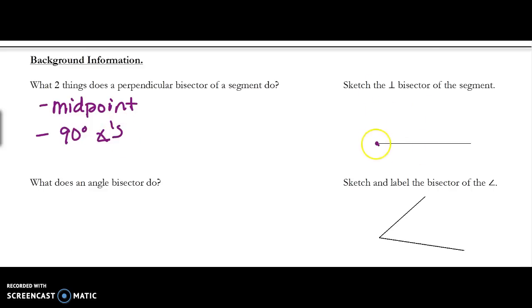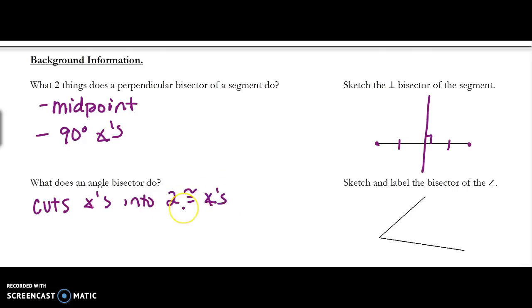So here's our segment. Let's say that's a side of a triangle. We draw our perpendicular bisector so it forms that 90-degree angle and acts as a midpoint. An angle bisector cuts angles into two congruent angles. Okay, so we have seen these before. So here's our angle. Our angle bisector always starts at a vertex, comes out, and now makes two congruent angles.